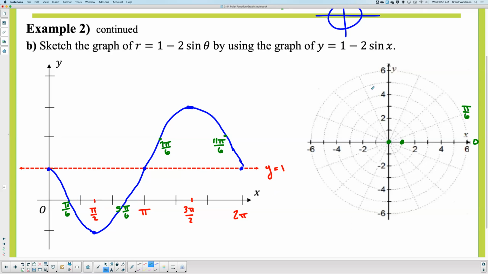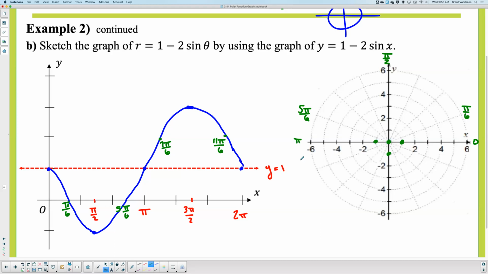What about at pi over 2? Here's pi over 2. At pi over 2, it's -1. So do I go towards pi over 2? Away from it. So I got this point there. What about 5 pi over 6, which is over here? Back to 0. What about at pi? 1. So 1 towards pi.